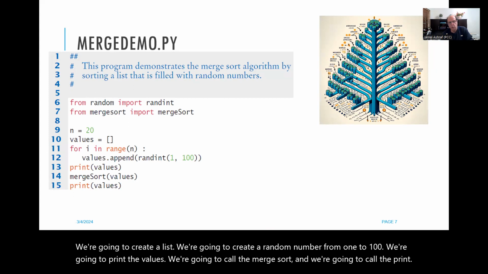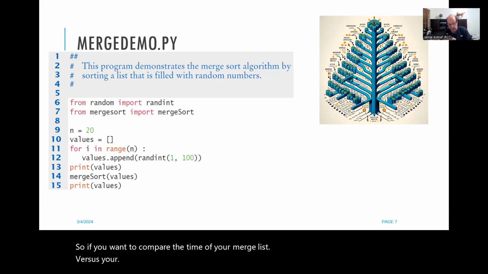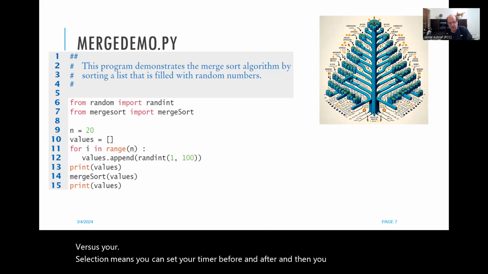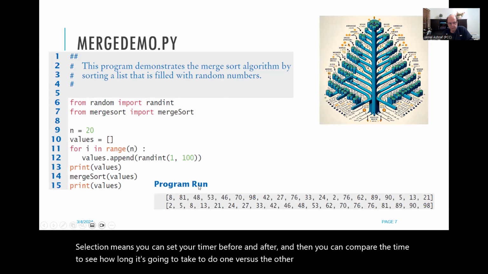So if you want to compare the time of your merge sort versus your selection sort, you can set your timer before and after, and then you can compare the time to see how long it's going to take to do one versus the other. So that's the result of this program.